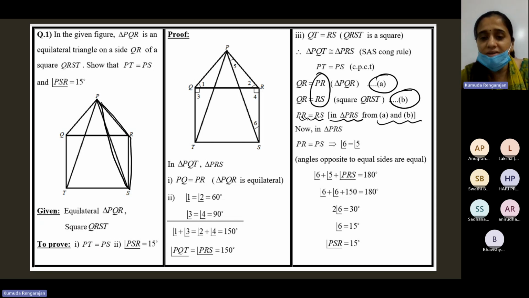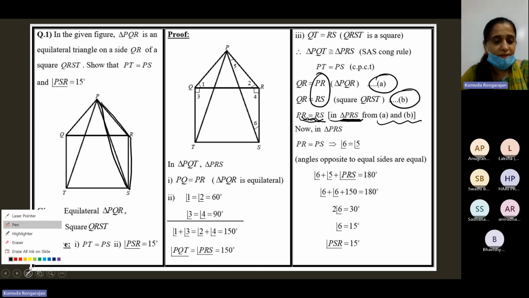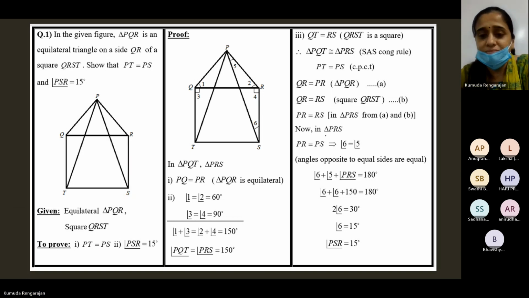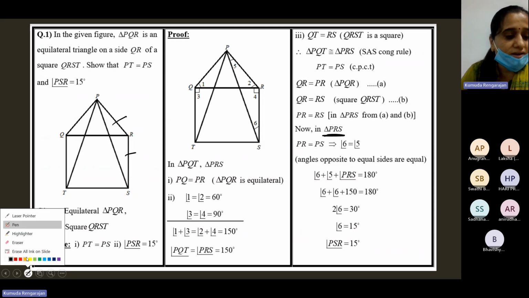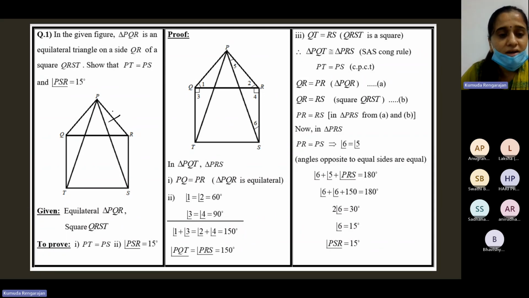PR is equal to RS. These two sides are of which triangle? PRS. Now take up the triangle PRS. In this triangle, when two sides are equal, isosceles triangle property: in a triangle, when two sides are equal, the angles opposite to them are also equal. So in this triangle PRS, PR is equal to RS.